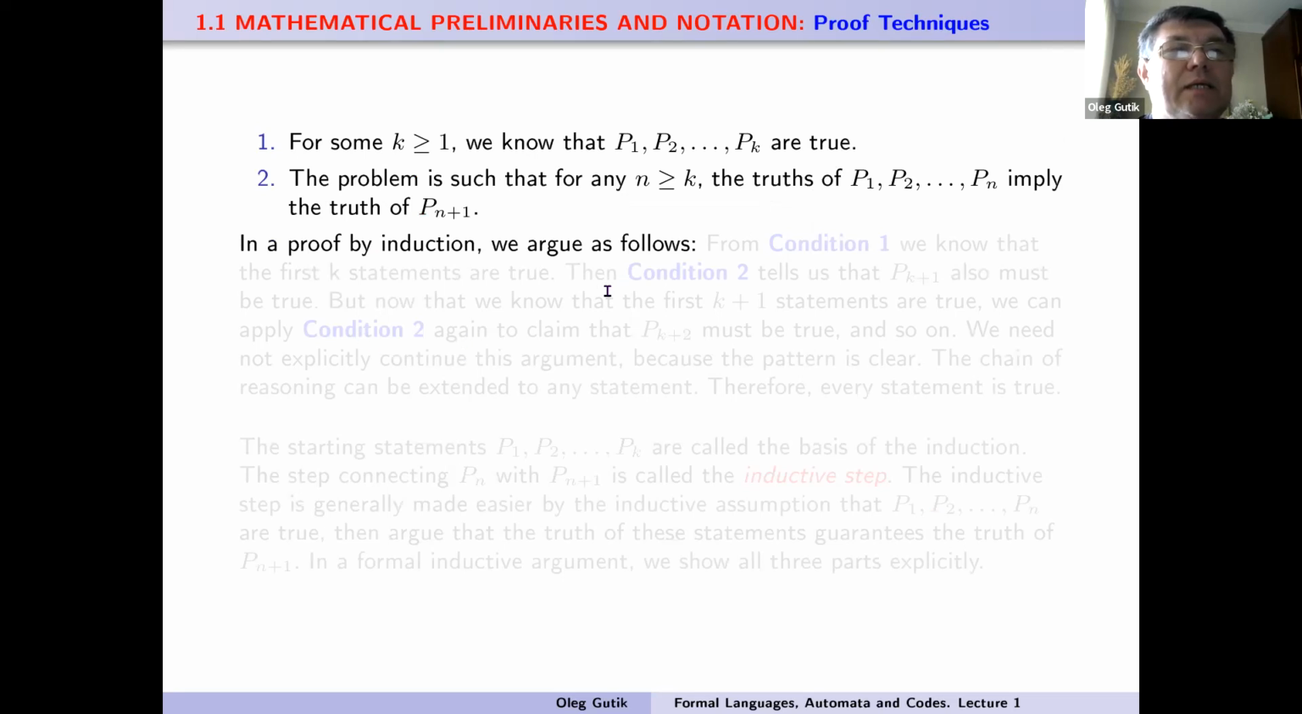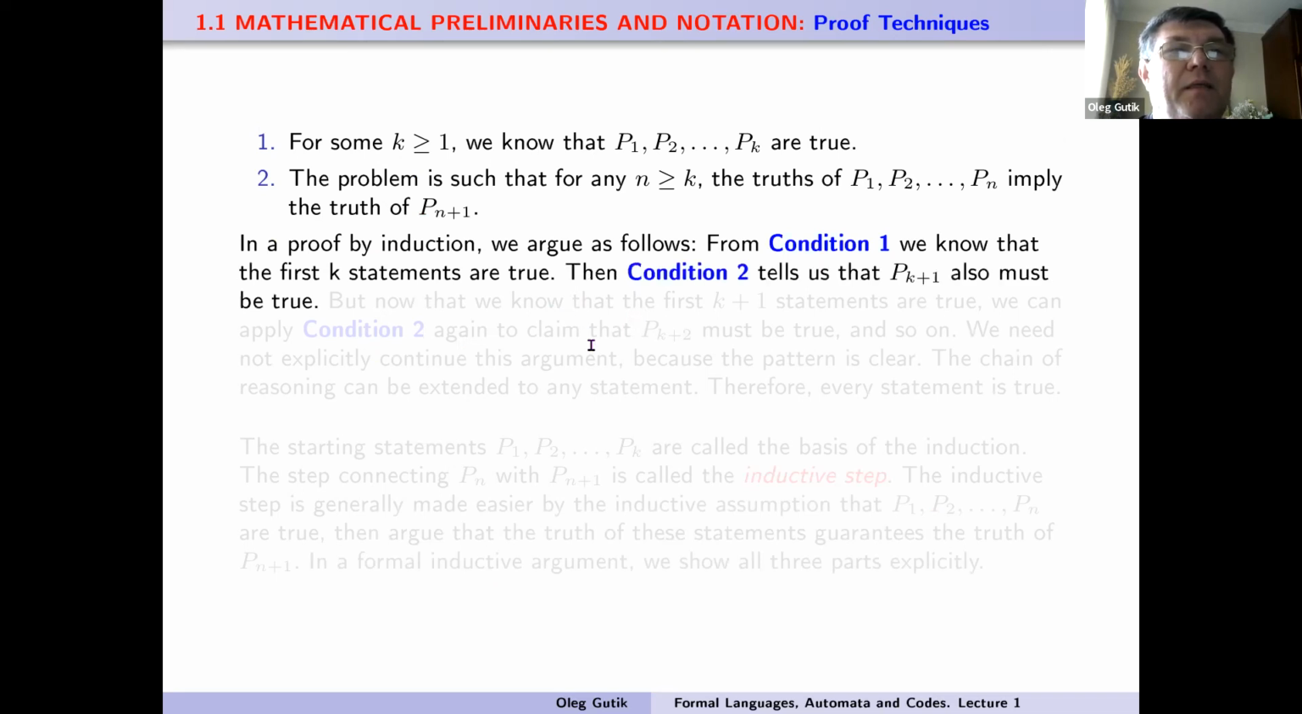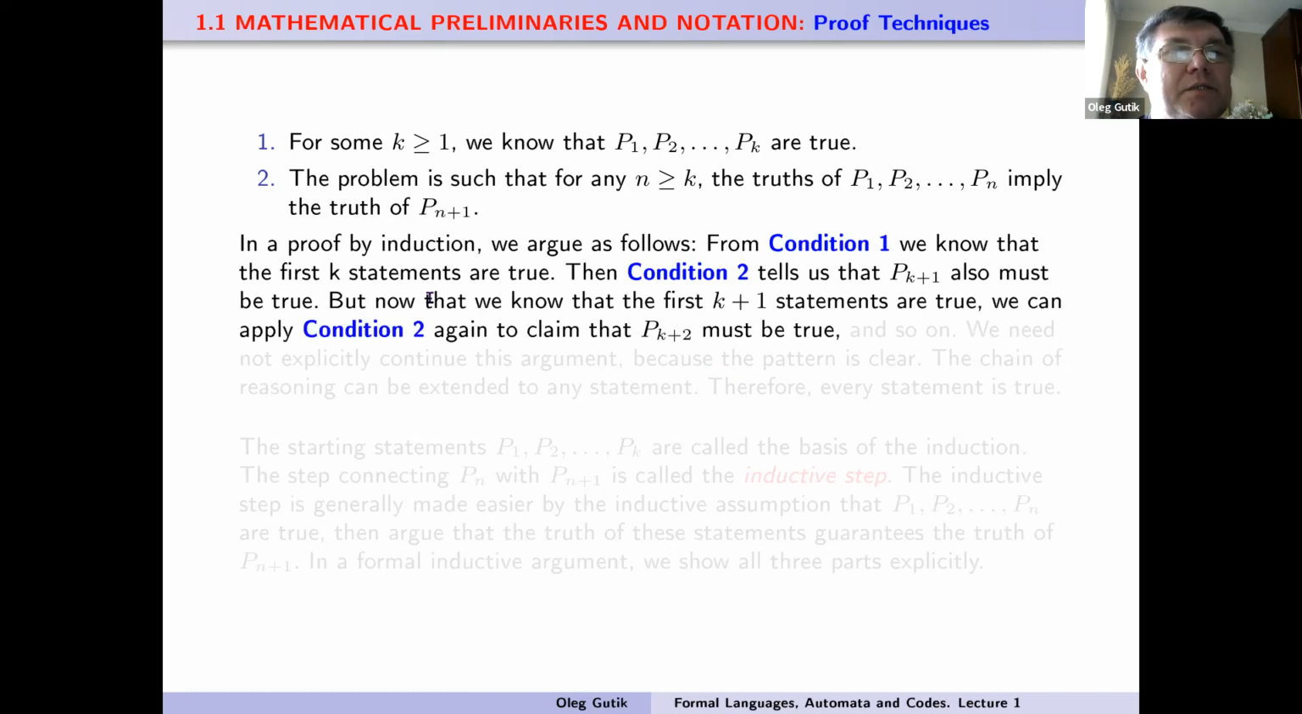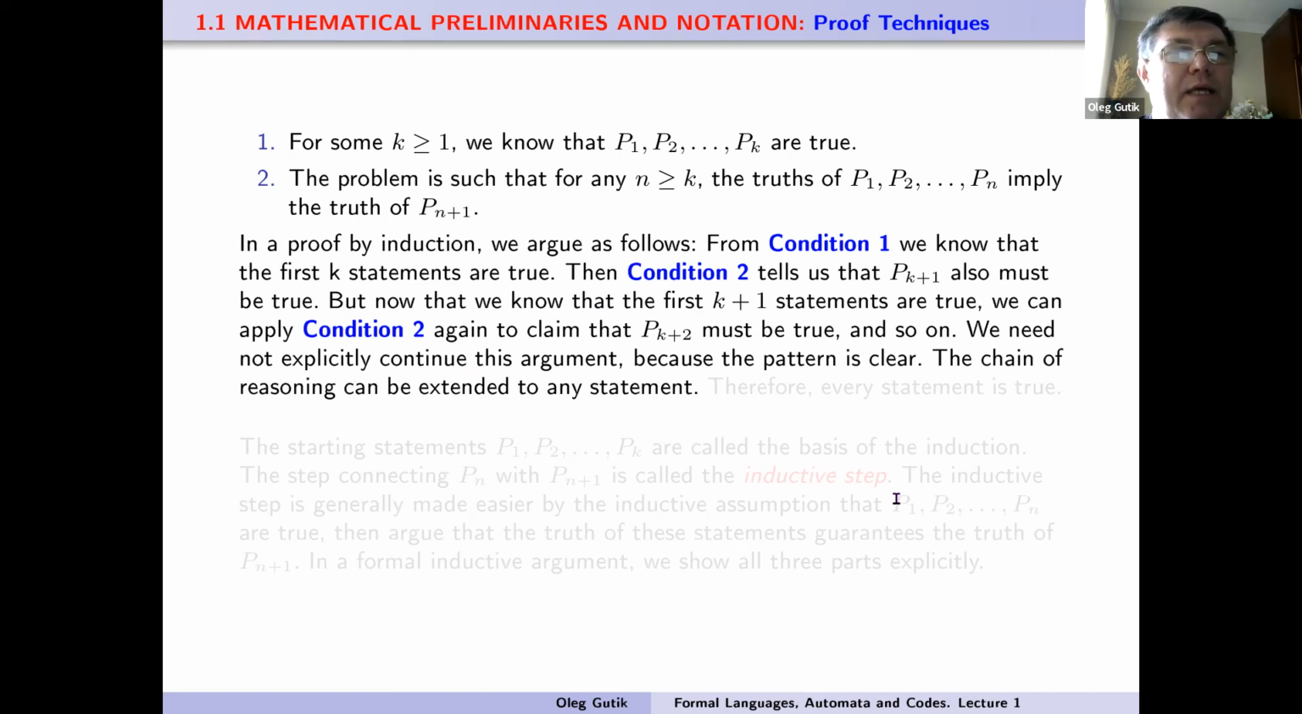In a proof by induction, we argue as follows. From condition one, we know that the first k statements are true. Then condition two tells us that P(k+1) must also be true. But now that we know that the first k+1 statements are true, we can apply condition two again to claim that P(k+2) must be true, and so on. We need not explicitly continue this argument because the pattern is clear. The chain of reasoning can be extended to any statement. Therefore, every statement is true.